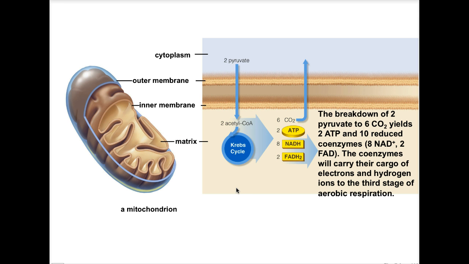So now that we've finished glycolysis, we're going to look at the mitochondria. The mitochondria is where both the Krebs cycle and the electron transport system occur. Notice again the mitochondria is divided into an outer and an inner membrane, as well as a matrix. And all of these areas have enzymes that assist us in the Krebs cycle and electron transport.